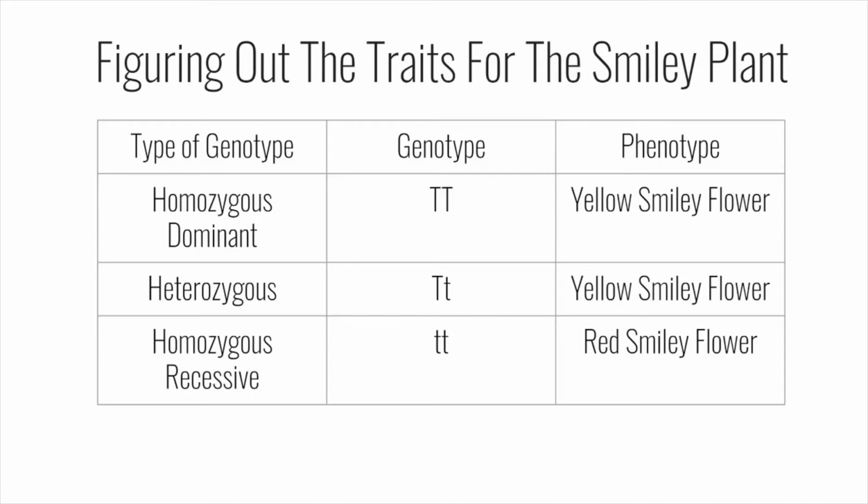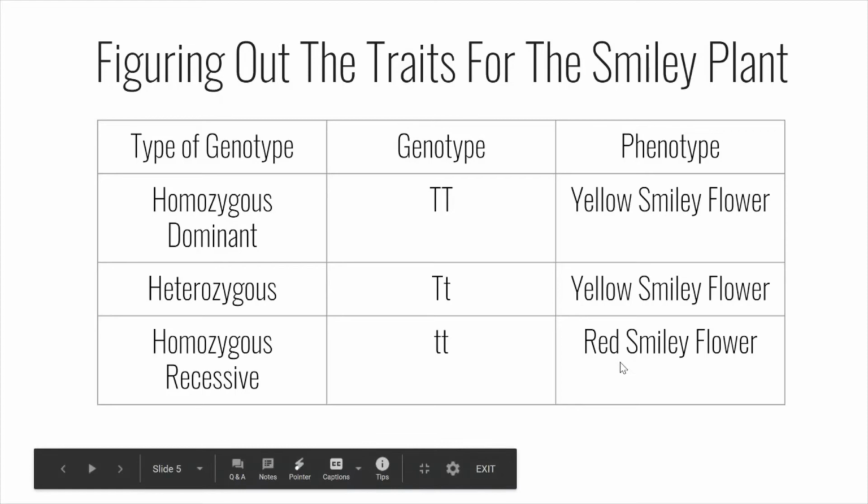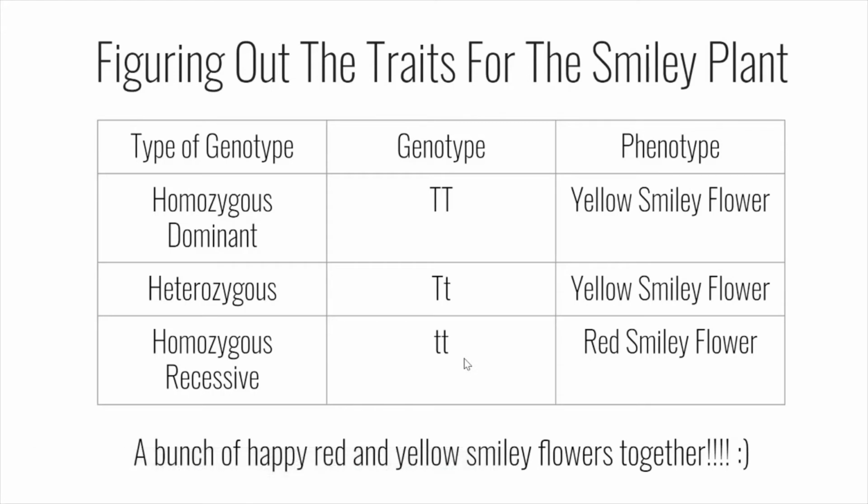So even though the allele for having a red face is present in the genotype, it is not expressed in the phenotype because the dominant allele masks the effect of the recessive allele. Now the homozygous recessive plant would have a red smiley flower because there are no dominant alleles, so it is not masked. The only way for a recessive allele to be expressed in the phenotype is if there is no dominant alleles. So in other words, two recessive alleles.